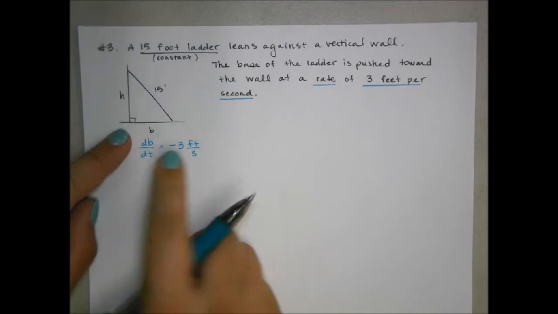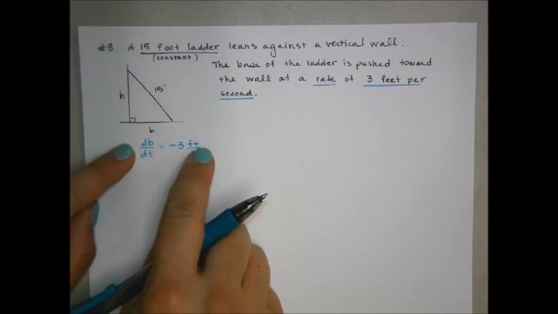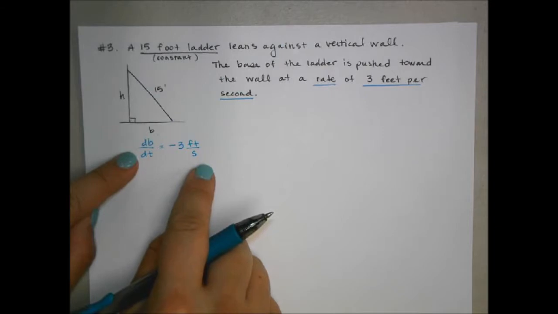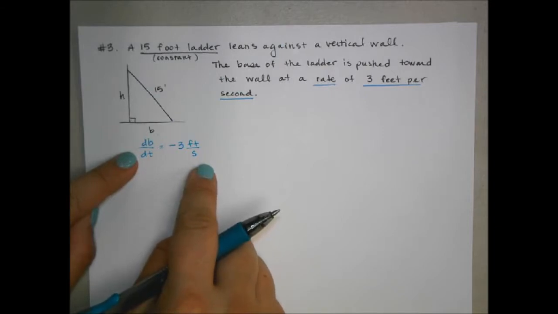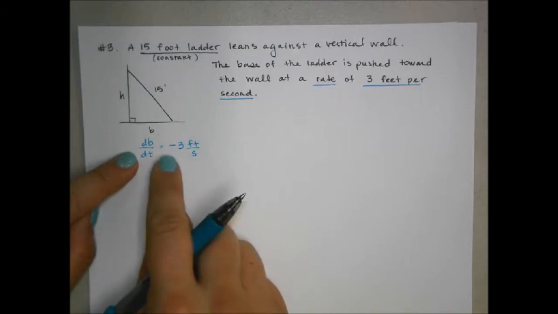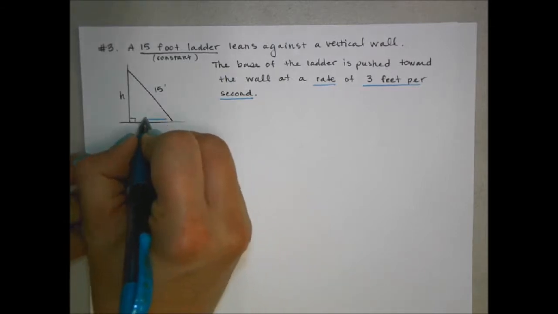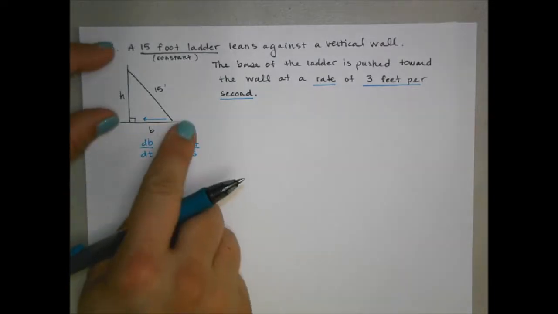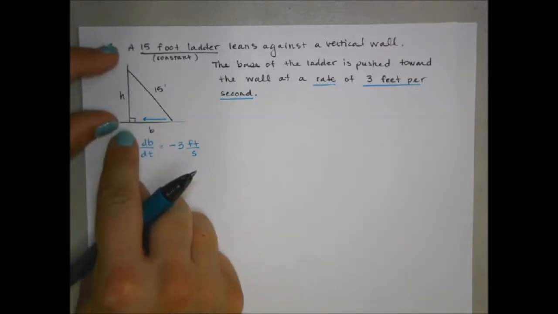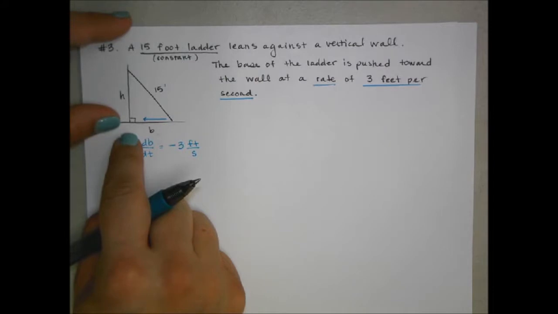The base is measured in feet and time is measured in seconds. So dB/dt is in feet per second, and negative, since B is getting smaller with time. If B gets smaller with time, I hope you'll agree that H will get bigger with time. Since the top of the ladder gets higher and higher up the wall, dH/dt would be a positive rate of change. All right, and we'll get there.